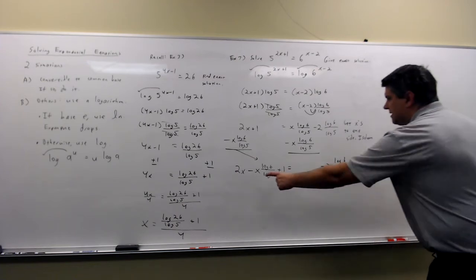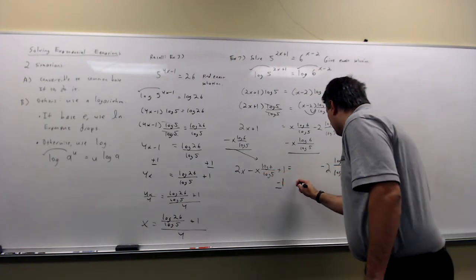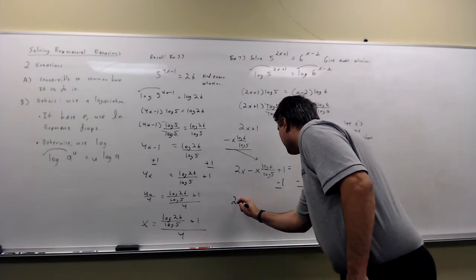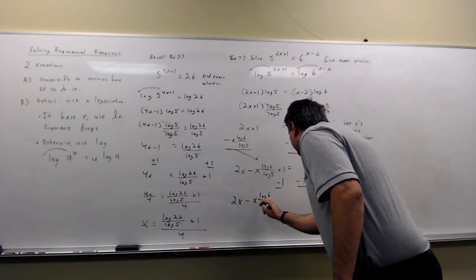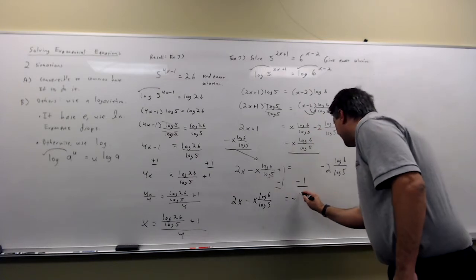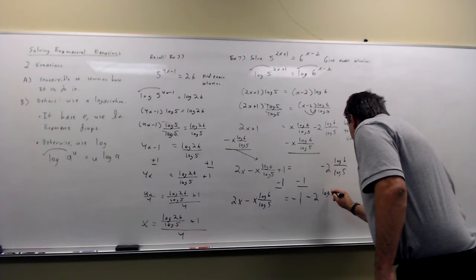Now, the next thing to do was to isolate the x terms. So I'll subtract that 1 because it doesn't have an x term in it. So now I have 2x minus x log 6 over log 5 equals negative 1 minus 2 log 6 over log 5.